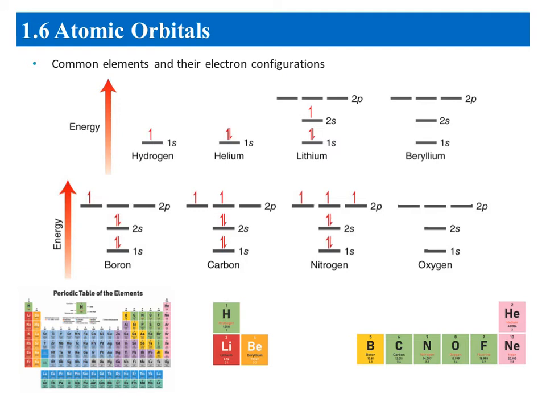So if you look at beryllium, for example, the beryllium atomic number is 4. So I have 4 electrons to put in atomic orbitals. Again, I fill the 1s orbital, 1 spin up, and then 1 spin down. And then I fill out the 2s orbital, 1 up and 1 down.